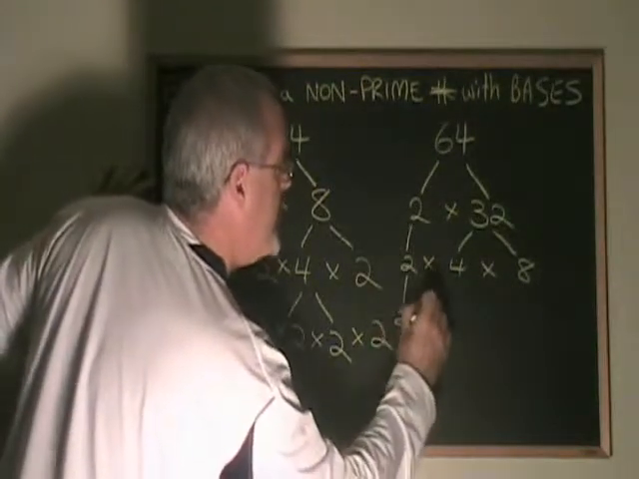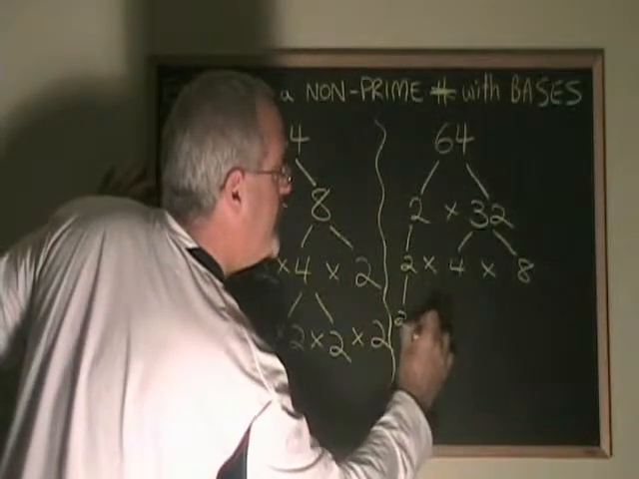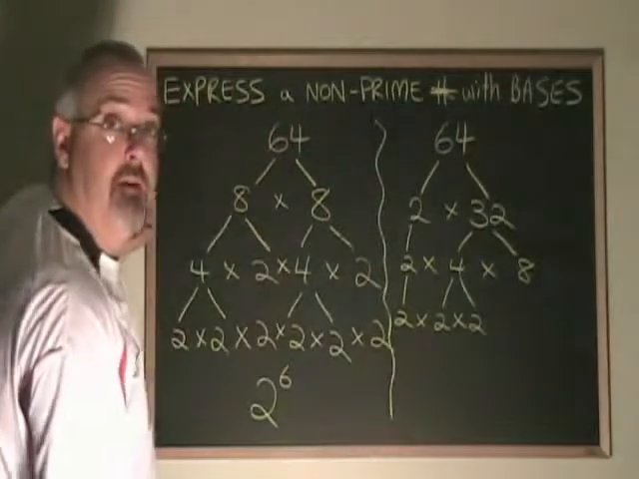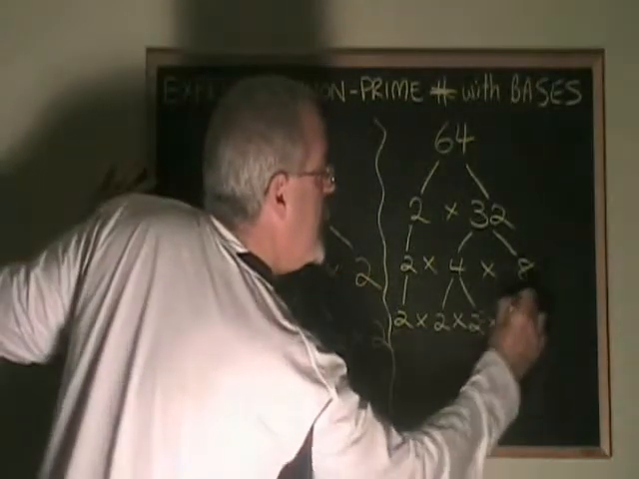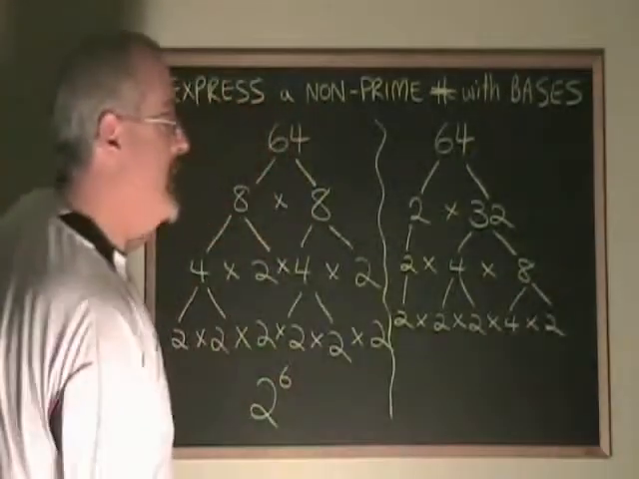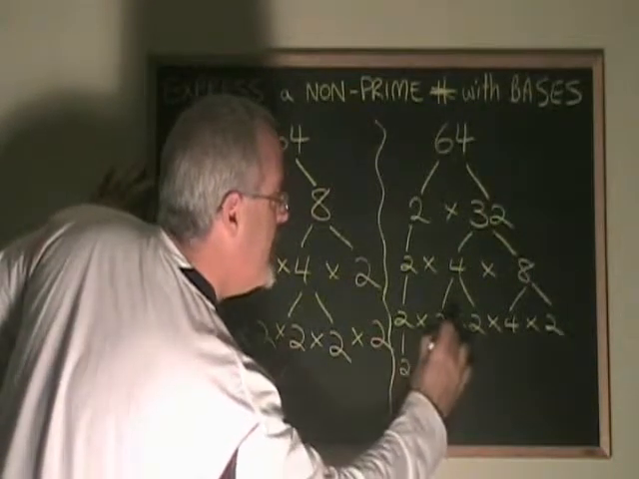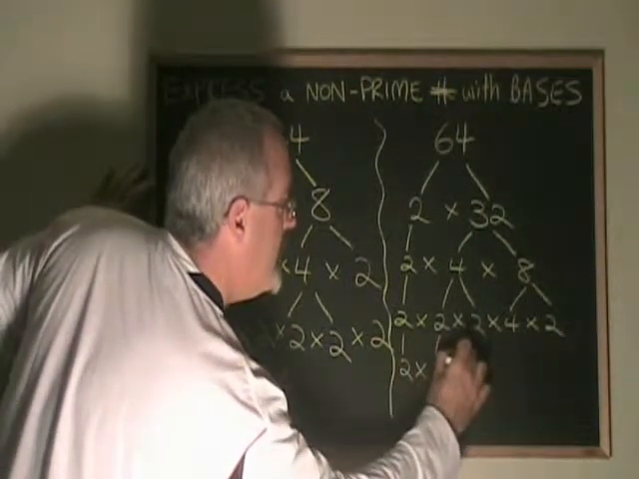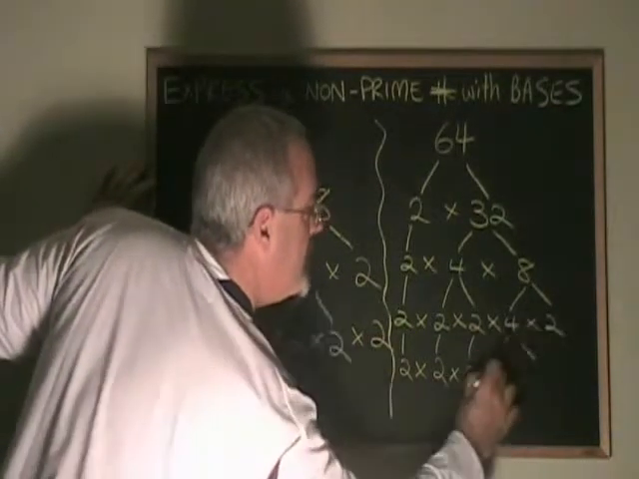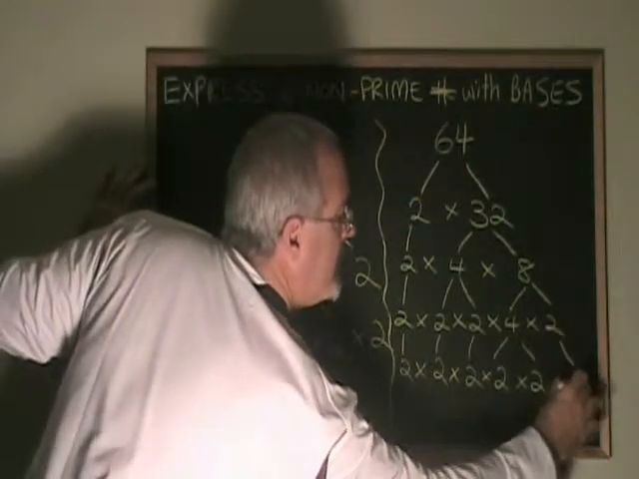This 2 is carried down. This 4 turns into 2 times 2. We have found prime factors of that part. And the 8 can turn into another 4 times 2. Still not finished. We have one 4 left to deal with. This 2 gets carried down. This 2 gets carried down. This 2 gets carried down. This 4 turns into 2 times 2, and this 2 gets carried down.